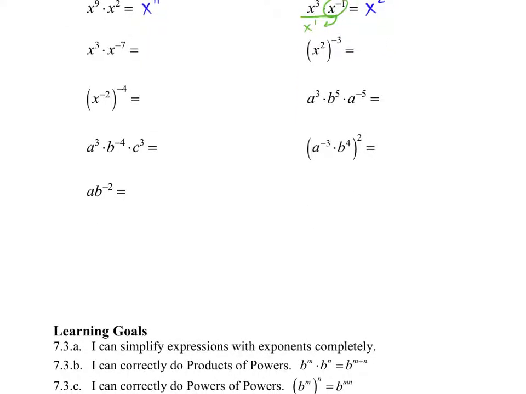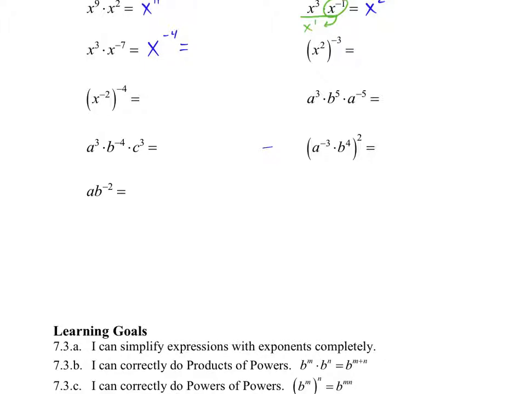Okay, this next one. X to the 3rd times x to the -7th. When we add those two, we get an x to the -4. Why? Because we're doing 3 plus -7. So 3 positives, 7 negatives. There's 4 more negatives. But we can't stop there. Going back to page 1, it's not simplified until you have all positive exponents.